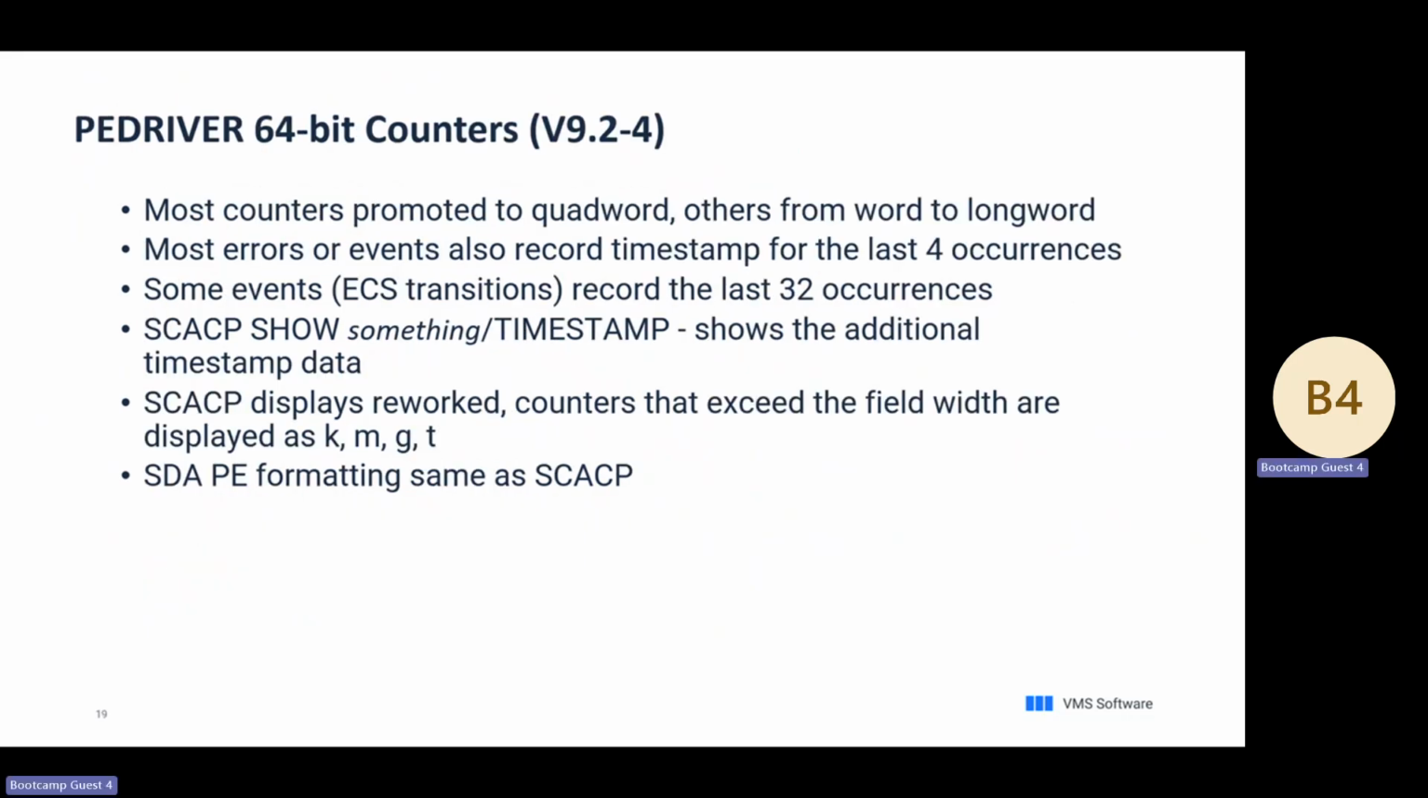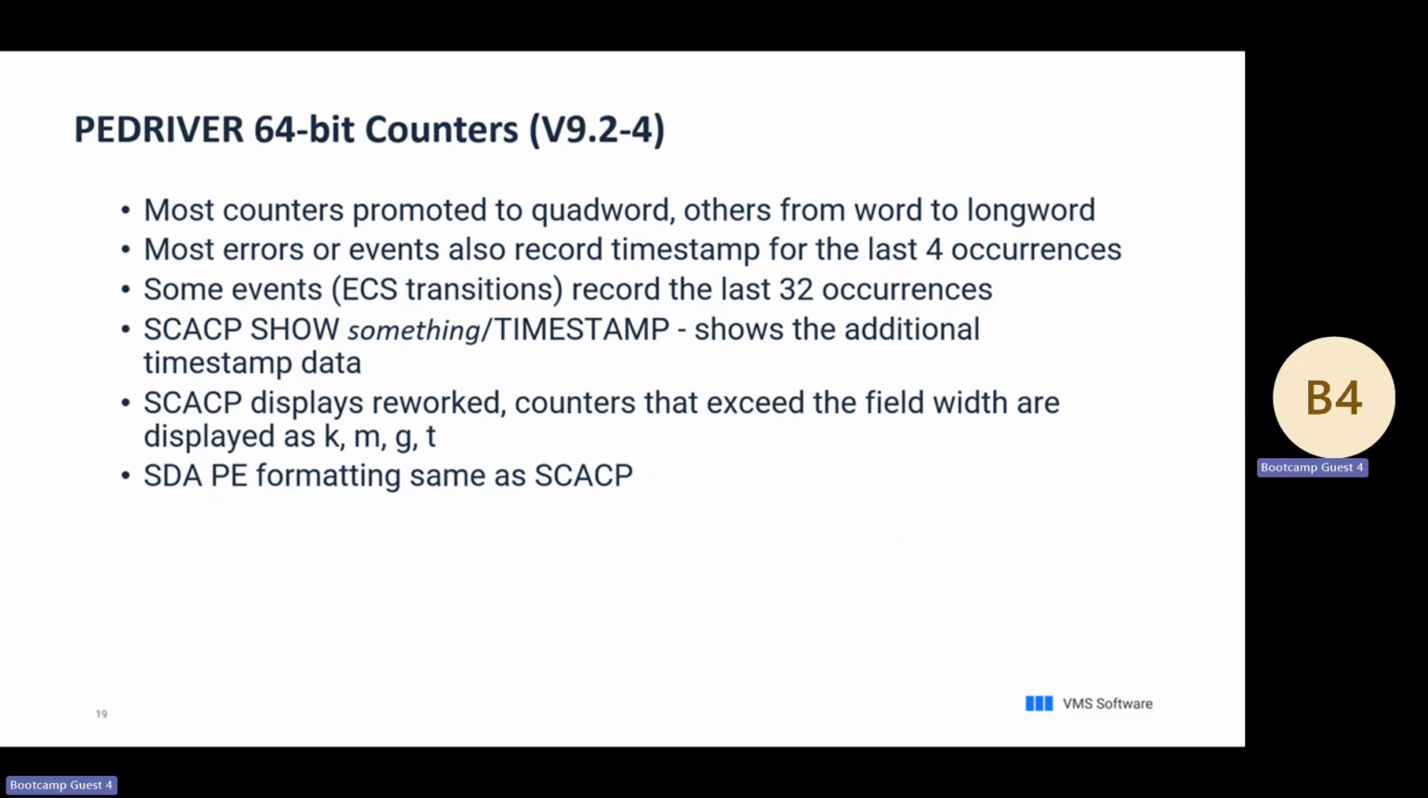Okay, PE driver 64-bit counters. The PE driver had all these 32-bit counters and 16-bit counters. And of course, you could overrun the counters in just a few hours. So most counters are promoted to quad word, and others from word to long word. And also most errors and events record the timestamp for the last 4 of these things, except for ECS transitions. ECS transitions record the last 32 occurrences.